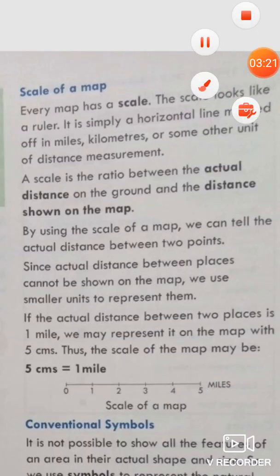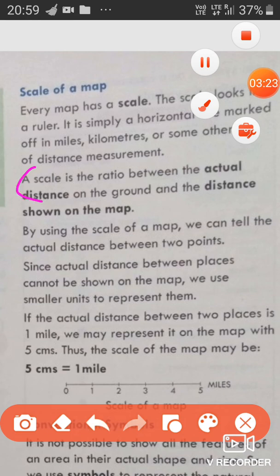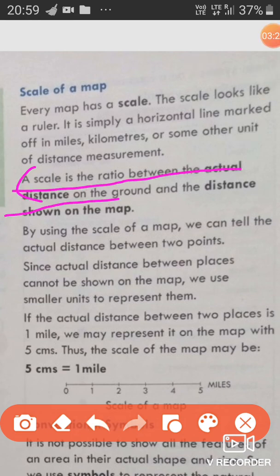Next is what is meant by scale of a map, right? So you have to write the answer that what is a scale? Scale is the ratio between the actual distance on the ground and distance shown on the map. So this is the definition of scale.